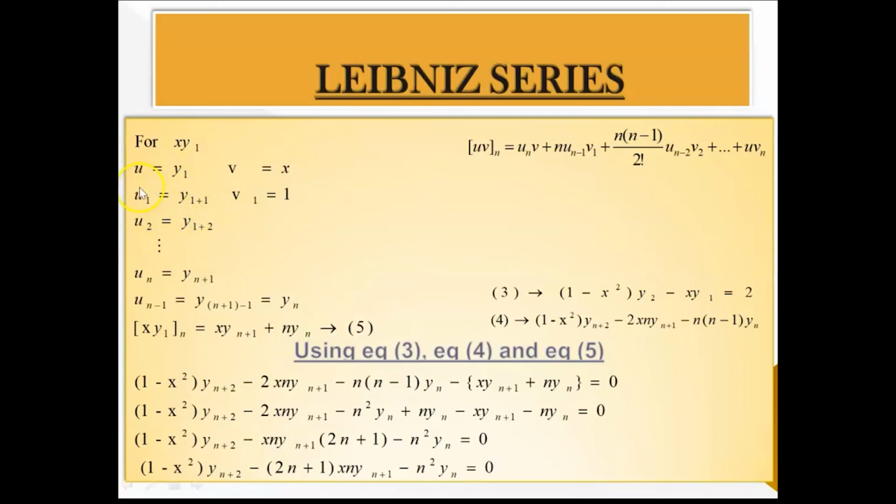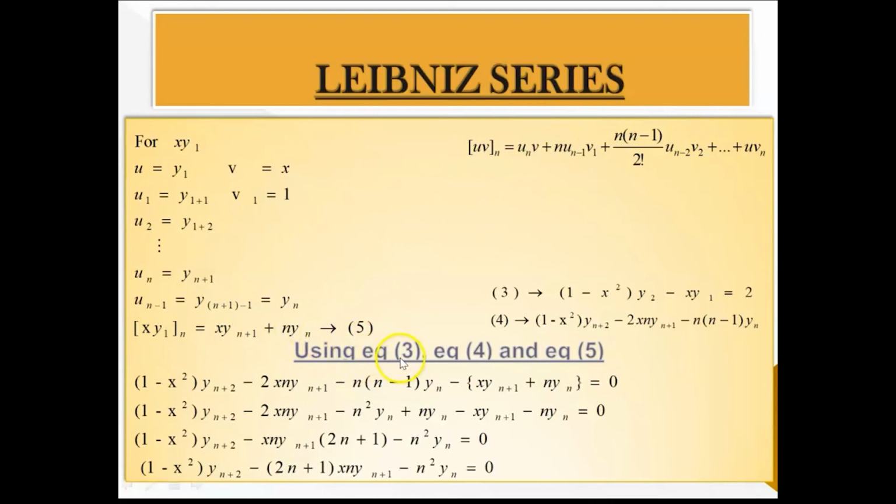What we observe is that by taking the first derivative, 1 was added, and by taking the second derivative, 2 was added. Similarly, by taking the nth derivative, n will be added to your original function, which is y1. So un will be y(n plus 1), and un minus 1 will be yn. And then I just simply put the formula of the Leibniz series here. So (x y1)n equals x y(n plus 1) plus n yn. This is your equation number 5.